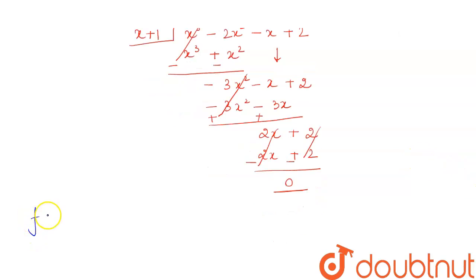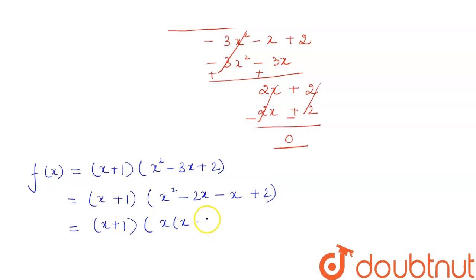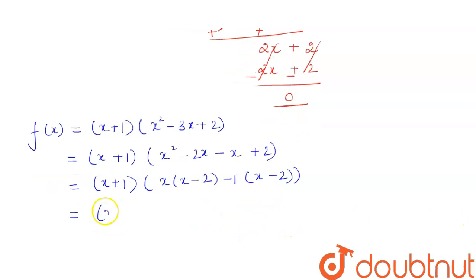So now we can write f of x is equal to x plus 1 into x square minus 3x plus 2. We can further simplify this by middle term splitting. This will become x square minus 2x minus x plus 2. This will be x plus 1 into, taking x common, we will be left with x minus 2. Taking minus 1 common, we will get x minus 2. We will get x plus 1 into x minus 2 into x minus 1.